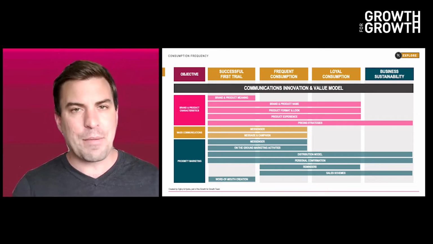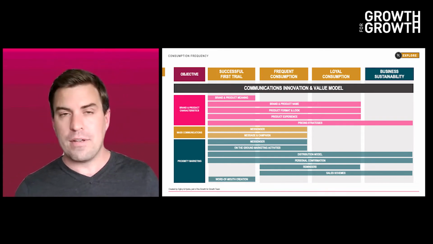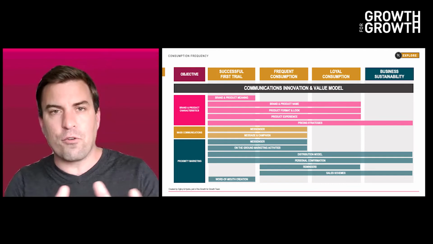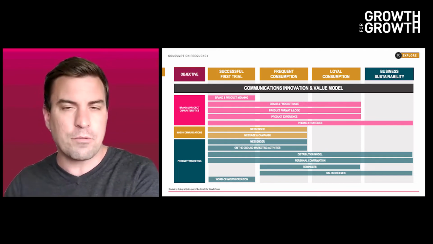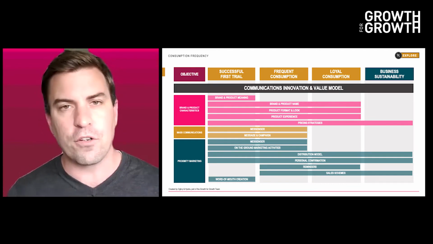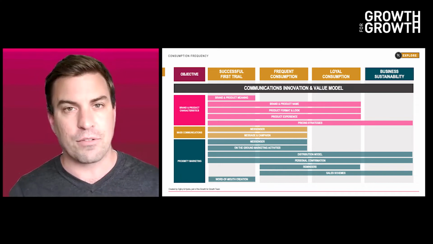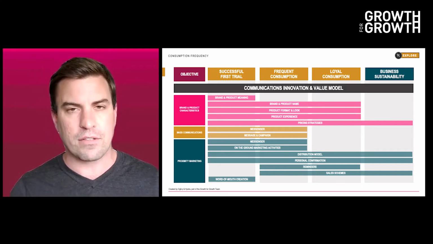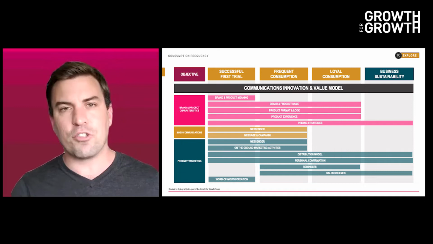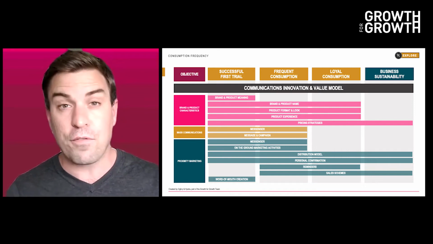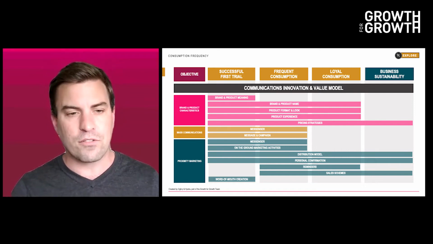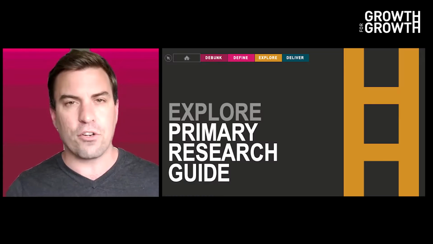So that's a little bit about the consumption frequency framework, how we can move our audience from first trial to loyal consumption over time, while being mindful of being commercially sustainable from a business sense as we achieve this. The second element of Explore and the frameworks that you can access within this toolkit is the primary research guide.